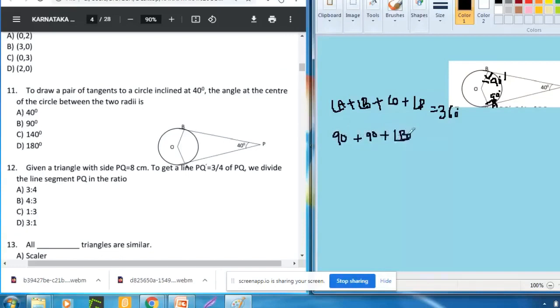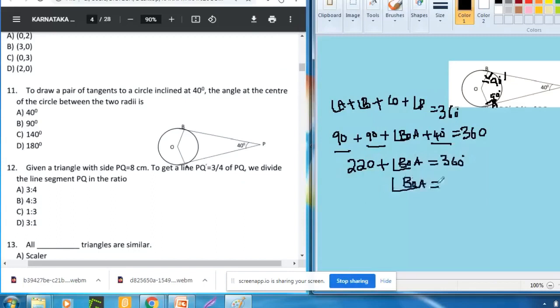But angle BOA, which is nothing but the center of the circle between the two radii, and angle P is 40 degrees, which is given in the question. The sum is equal to 360 degrees. 90 plus 90 plus 40 gives you 220, plus angle O is 360 degrees. So angle O, or angle BOA, which is the same, is equal to 360 minus 220, which gives you 140 degrees. So the correct option for this question is C.